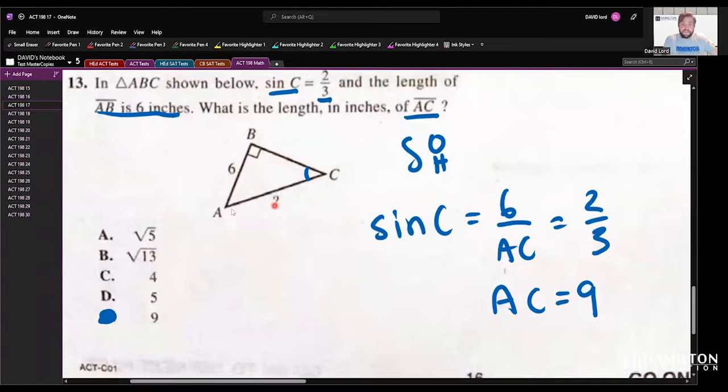Alternatively, you could see that AC is the hypotenuse, so it must be greater than 6. So it cannot be A, B, C, or D, and that could be a quick shortcut for getting the answer.